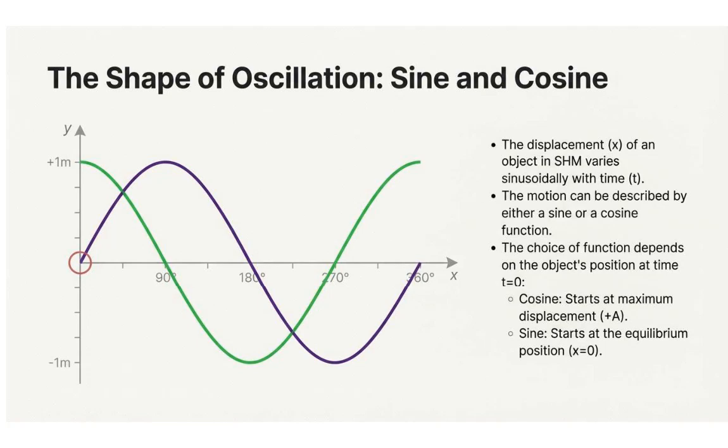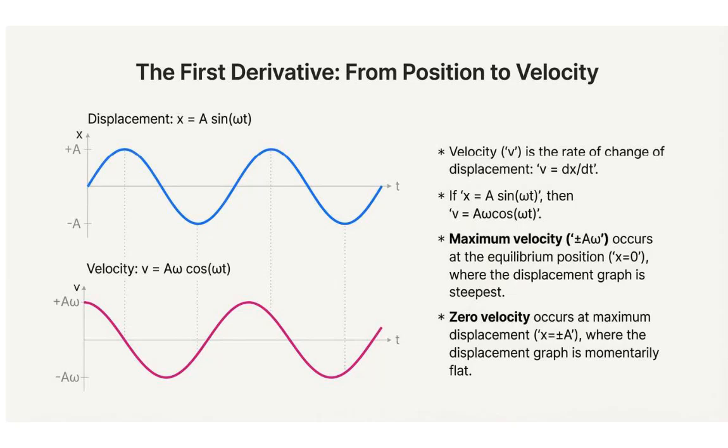Which function we use depends on where the object starts at time 0. So, if the object starts at the peak of its motion, we use cosine, and if it starts from the middle, we use sine. Both functions capture the regular, oscillating movement seen in many physical systems.